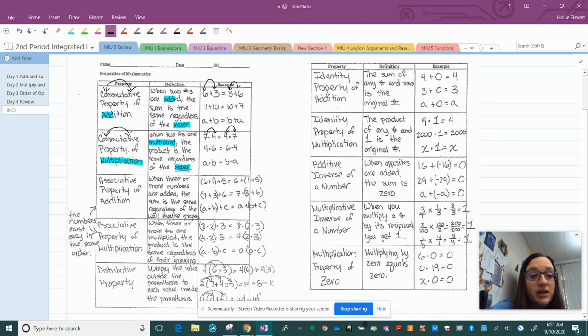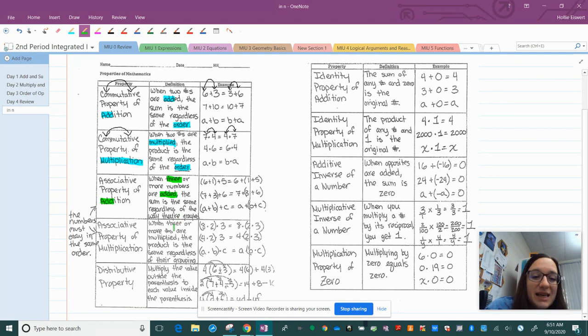Associative property of addition. Now notice we're still talking about addition. You can keep the same color, that's fine. I'm going to mix it up a little bit. So it's still addition. It's not just two numbers anymore. And commutative property can work for more than two numbers. But associative property of addition is when there's 3 or more numbers that are added together, and it's all addition, all of it. You can add negative numbers as long as you keep the negative with your number.